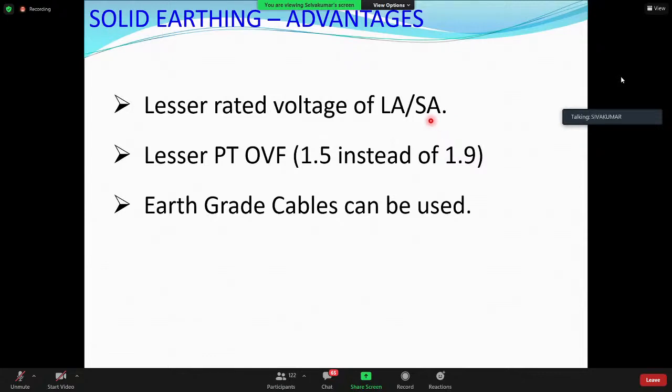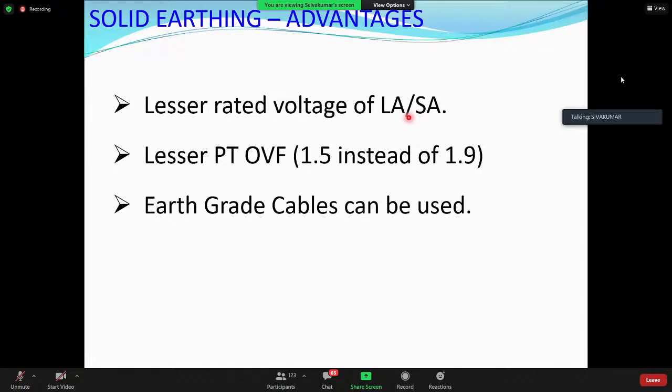So 12 into 0.8 is 9.6 kV, so you will go for, let us say, a 9 kV surge arrestor. But if you go for an impedance earthed system, the ground fault factor may vary from 1.05 to even 1.732. So as you go for an unearthed or impedance earthed system, the expense on your surge arrestor will increase. You have to select a higher rated voltage.